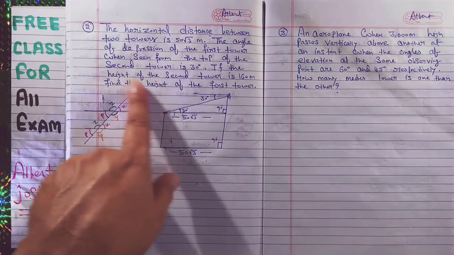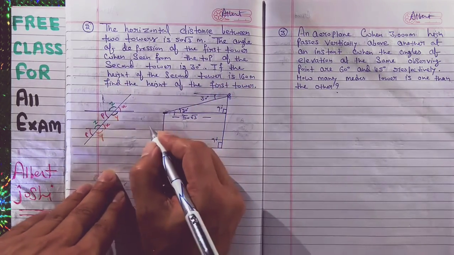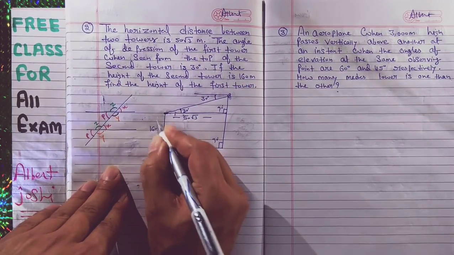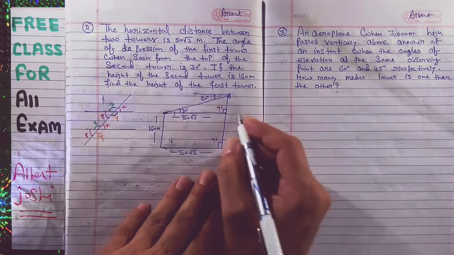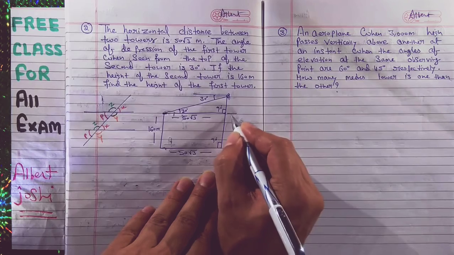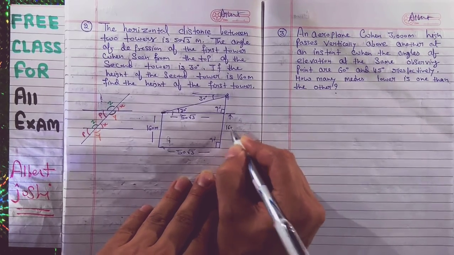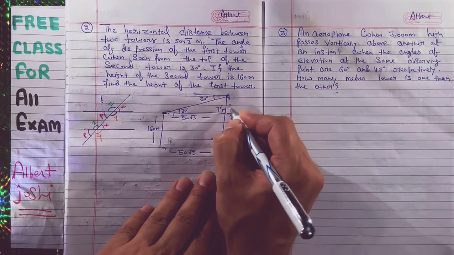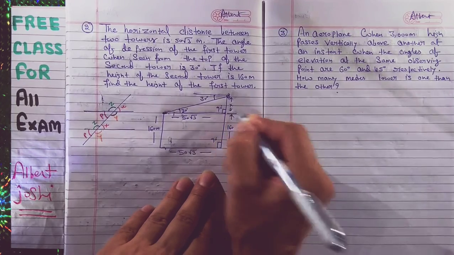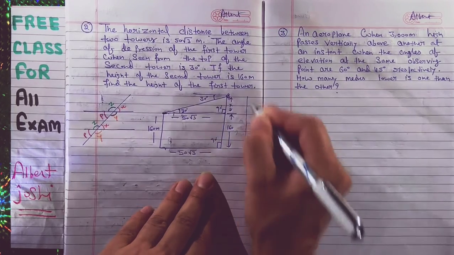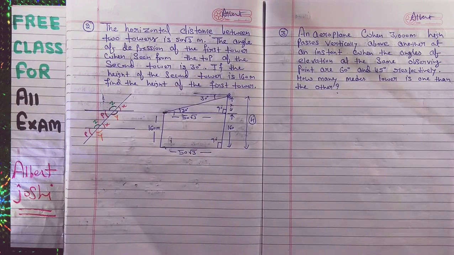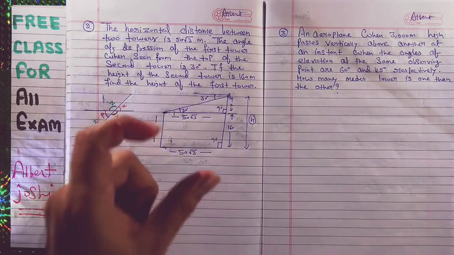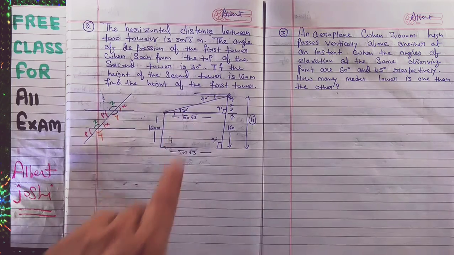The height of the second tower is 160, this value he has given us. He is asking to find the height of the first tower, what is this, but we know this is 160. This value we don't know, but he is asking overall. You must note that. So how to solve this? Very simple. This is 30 degrees.